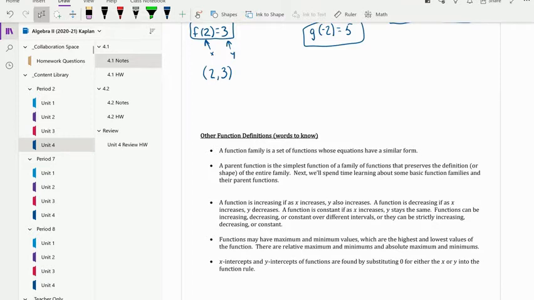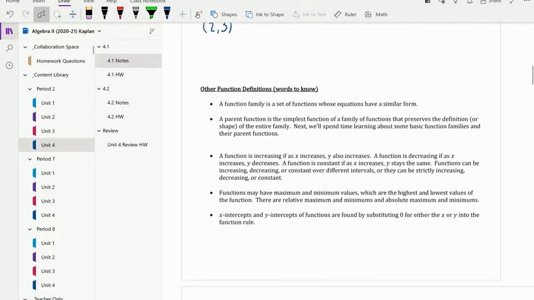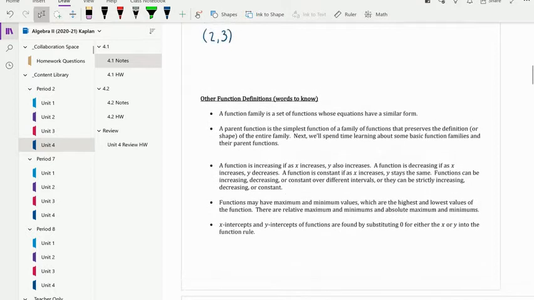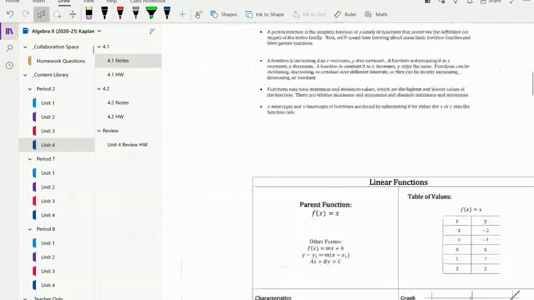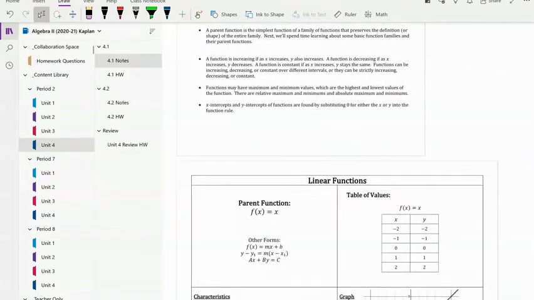Functions may have maximum and minimum values, which are the highest and lowest values of the function. We won't worry about relative versus absolute maximums or minimums or anything like that yet. And then the x and y intercepts are found by substituting 0 in for x or y into the function rule. So we're going to take a look at a few of those things here in a bunch of different functions.